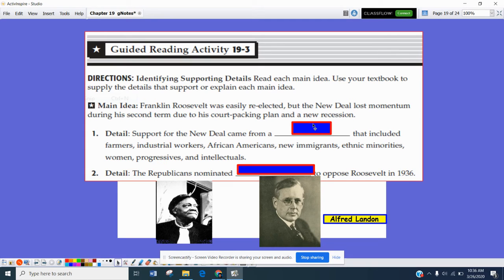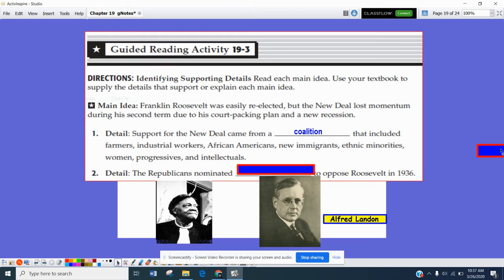So in number one, support for the New Deal came primarily from a coalition that included farmers, industrial workers, African Americans, new immigrants, ethnic minorities, women, progressives, and intellectuals.